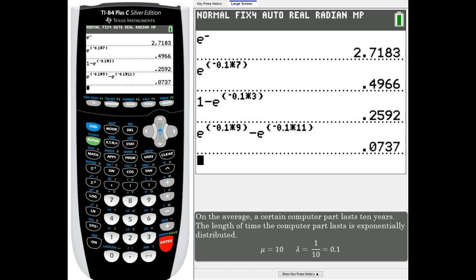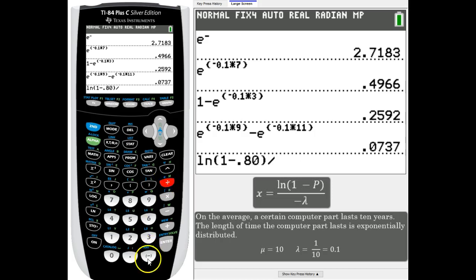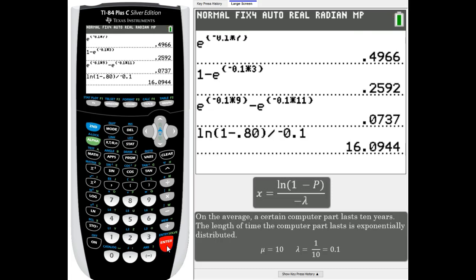What if I am told what percent or probability? 80% of computer parts last at most how long? Well, this time I'm given the probability and I have to work backwards to find this x value. That means I have to use the ln. And the equation that I'm going to use is the ln of 1 minus the probability that I'm given, 80% in this case, so 0.80, divided by my negative lambda. And therefore, 16.0944, in other words, 80% of the parts will last at most about 16 years, 16.1 years.